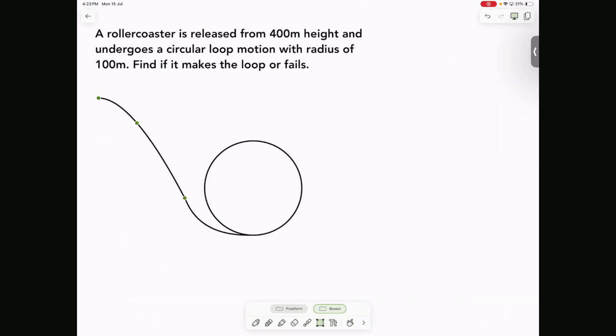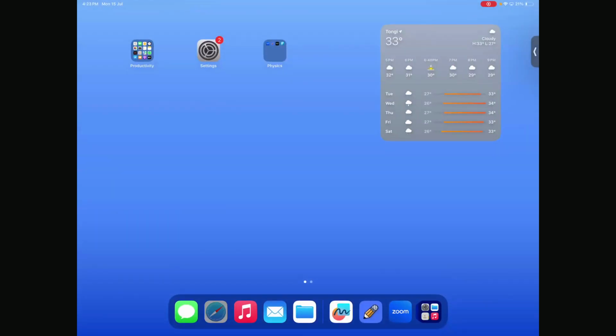Now, what does that even mean? I'll show you an animation to explain. Okay, so this is the roller coaster. It's very basic. So let's see what it means. What is this circle here?